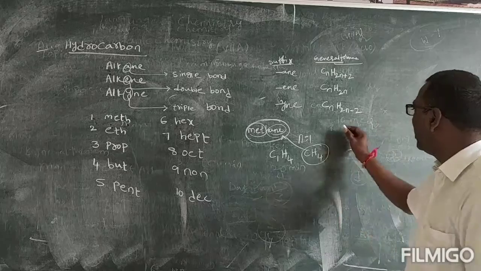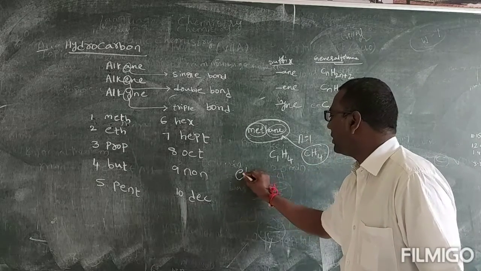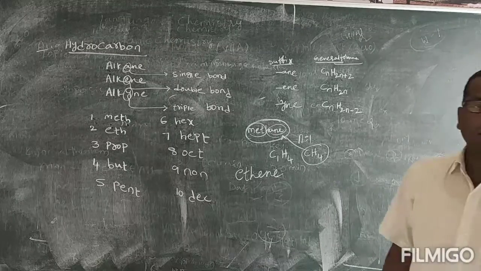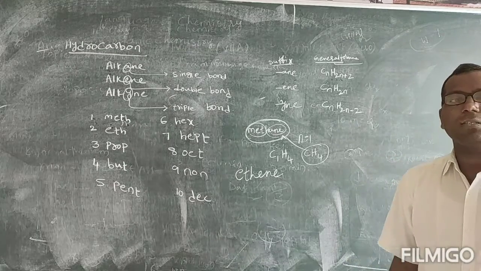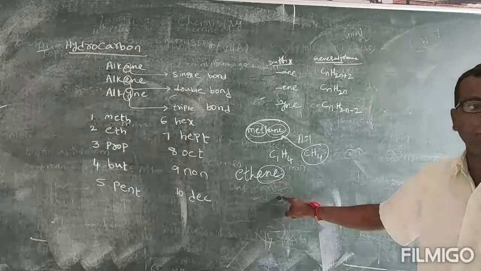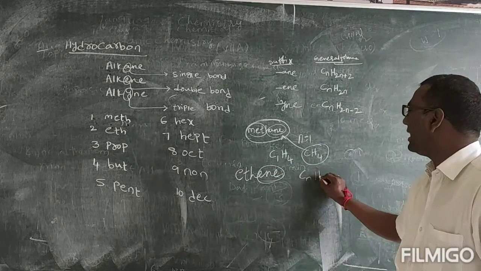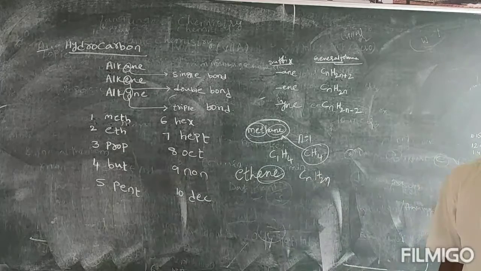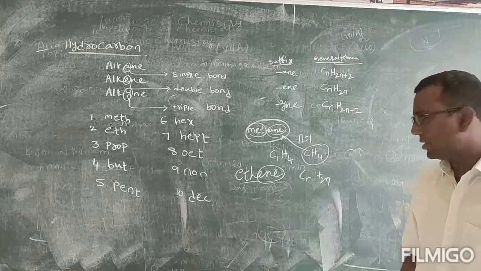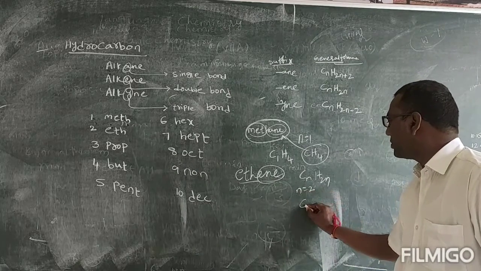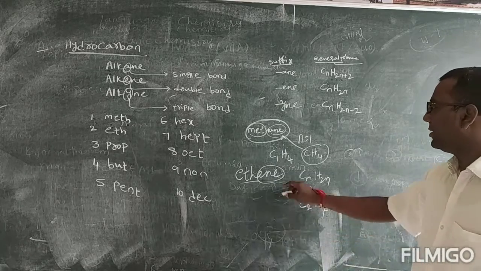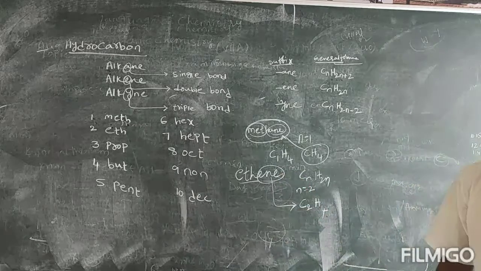Now in the same way, you want to write the formula of ethene. You try yourself. What is the answer for that? Ethene. So ene means double bond. So the general formula is CnH2n. Okay. So here eth means 2 carbons are present. So n equal to 2. So C2H4. C2H4 is the formula of ethene.